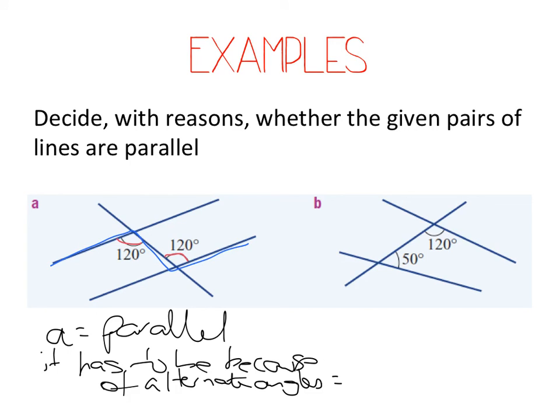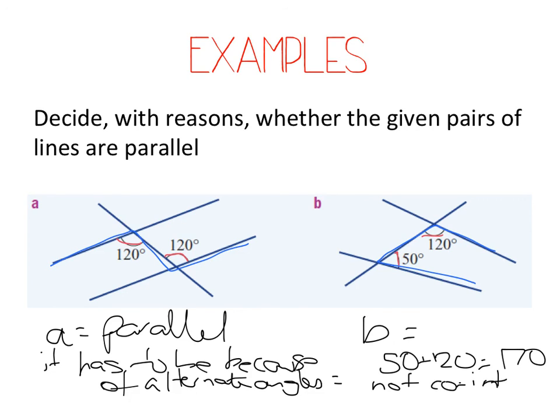Let's see if B is parallel. Okay, they don't look parallel, which is kind of a dead giveaway, but what's another way I can check? Well, the relationship between this angle here and this angle here are co-interior. In parallel lines, co-interior angles should add up to 180. So they should equal 180, so 50 plus 120 equals 170. They're not actually co-interior because they don't add up to 180. So B are not parallel, because if they were parallel, those two would add up to 180.